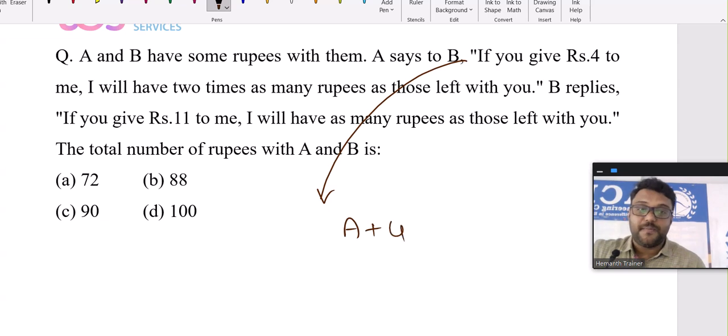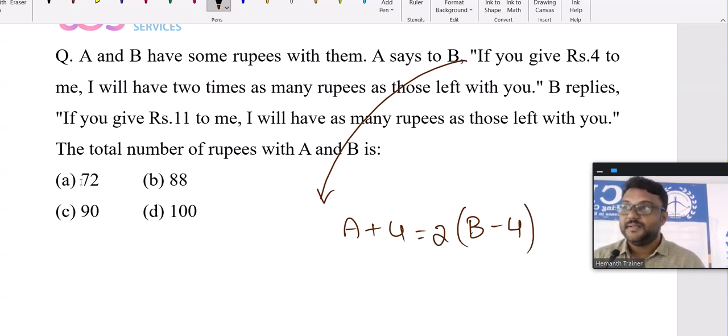Why A plus 4? B is giving 4 to A. Now B is having how much? B minus 4. This is twice. This is the statement. If you give 4 to me, means I have added 4. Then I am twice. What is left with you now? What B is left with is now B minus 4, right? So that's one statement.